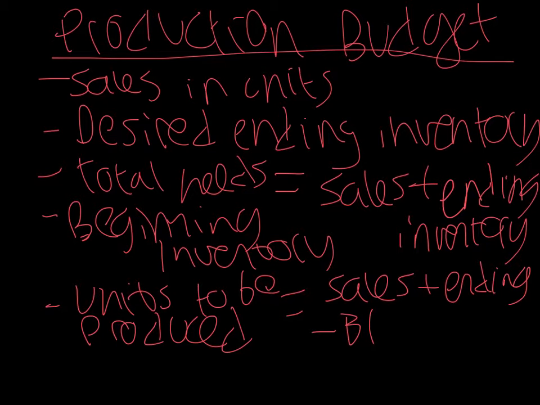Desired ending inventory for the year and the fourth quarter, or if there's quarterly, it's for the total and the last month, are going to be equal. Finally, the beginning inventory of the first quarter or the first month is always going to equal the year and the total. Next will be the direct material purchases budget.